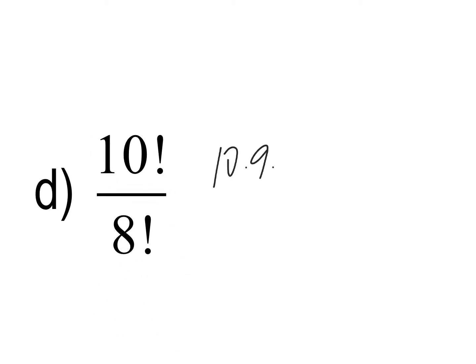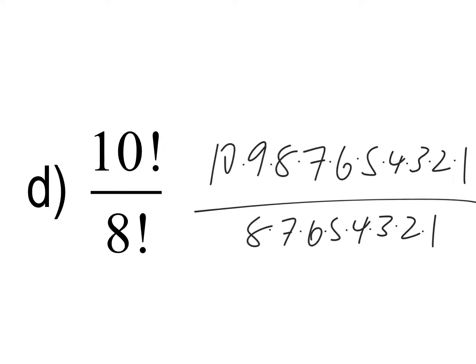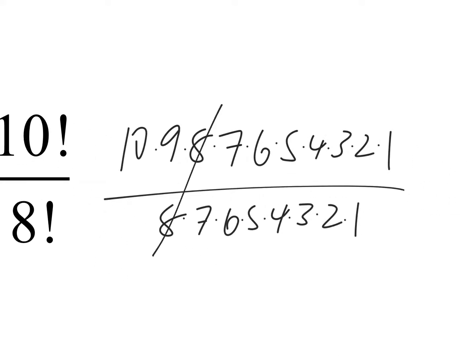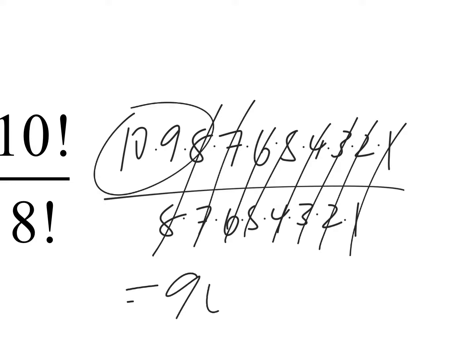10 times 9 times 8 times 7 times 6 times 5 times 4 times 3 times 2 times 1 divided by 8, 7, 6, 5, 4, 3, 2, 1. Mrs. Johnson, do we have to write this out every single time? No. What I want you to recognize is, if you remember properties of algebra 2, when you're multiplying stuff, all of that cancels and you end up with 90 on the top.